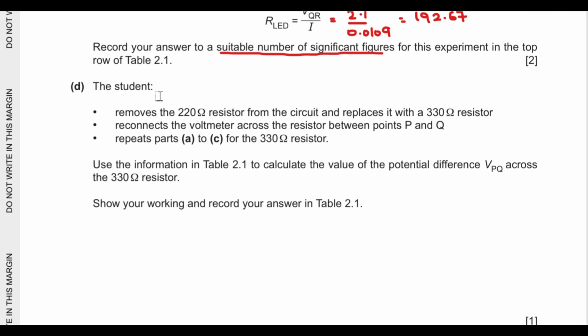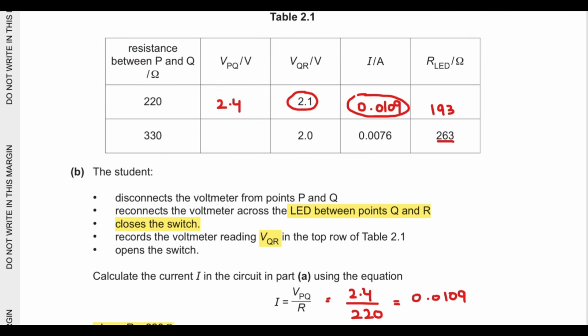Part D says the student removes the 220 ohm resistor from the circuit and replaces it by a 330 ohm resistor. Reconnect the voltmeter across the resistor between P and Q and repeat A and C for the 330 ohm resistor. Now you can calculate the value of potential difference PQ across the 330 ohm resistor and put the values in table 2.1. So we are going to repeat the same calculations again basically.